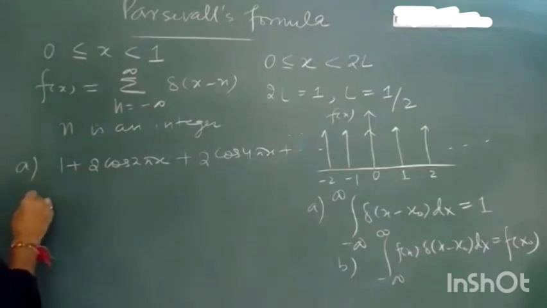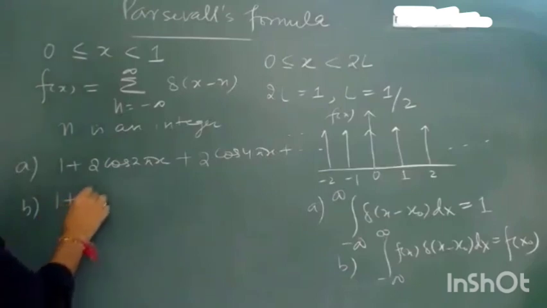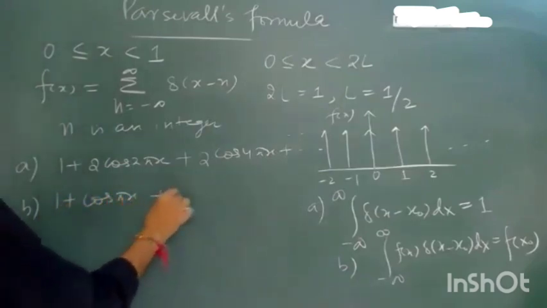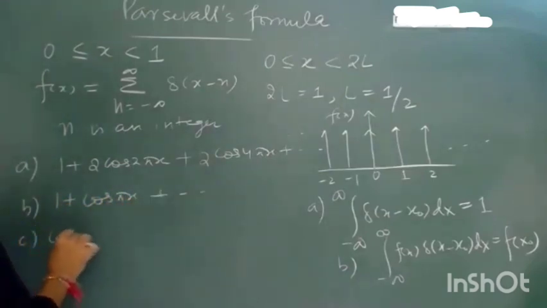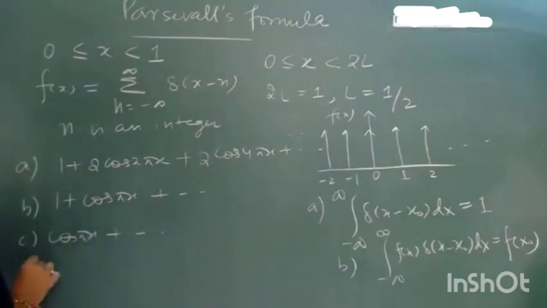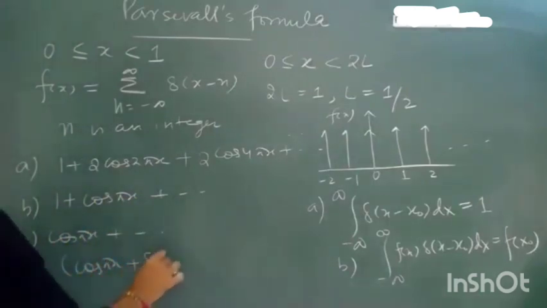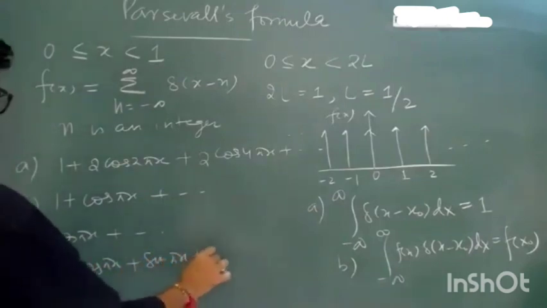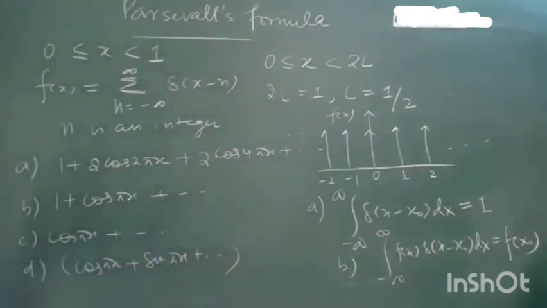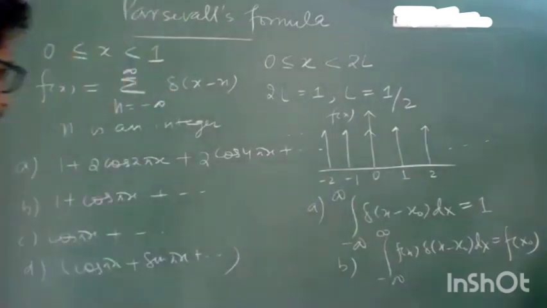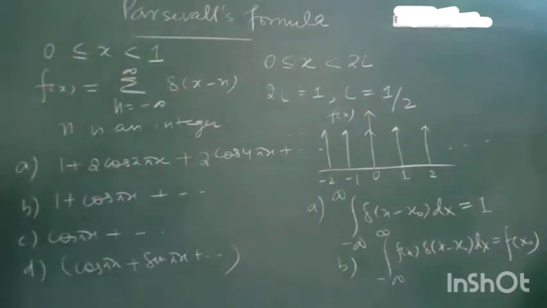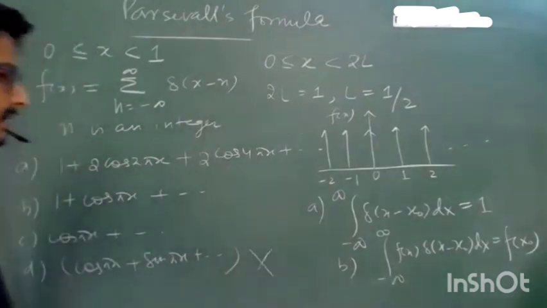So option B is 1 plus cos pi x. Option C is cos pi x. And option D is cos pi x plus sin pi x plus, like this. Okay, so this is even function or odd function? Even. So this will be, sin नहीं आ सकता.